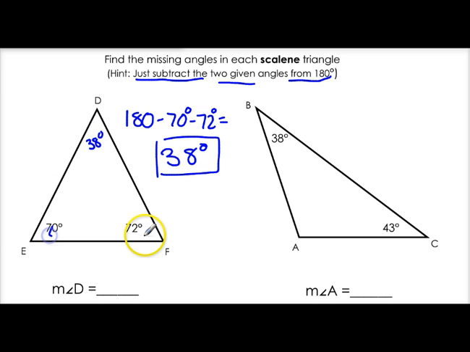If you added these three angles up, guess what you would get? 180. They always have to add up to 180. Why did I write that? No, it's 38 degrees. What are you doing? Okay, let's try that one more time.